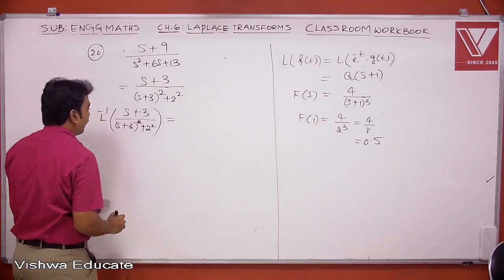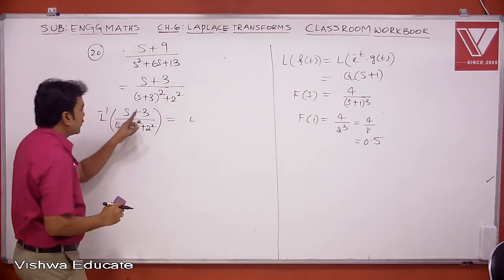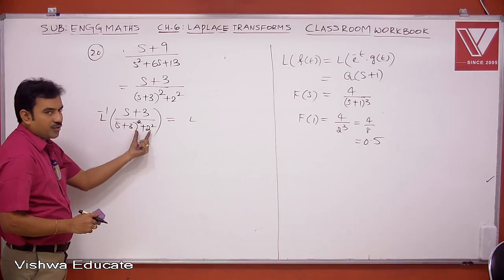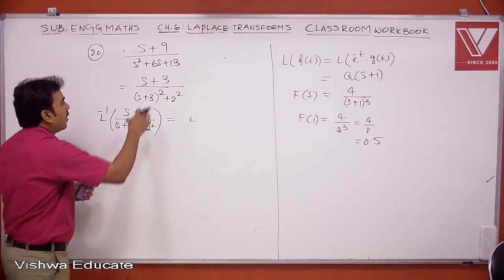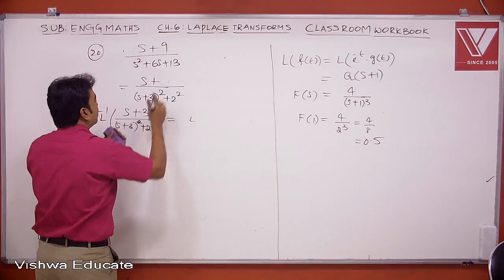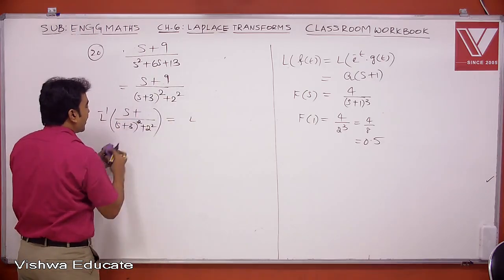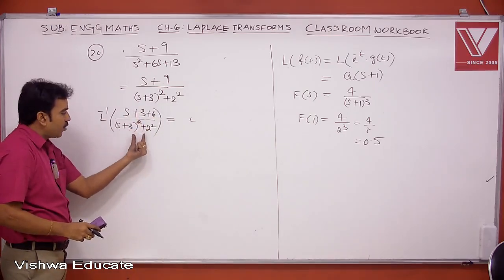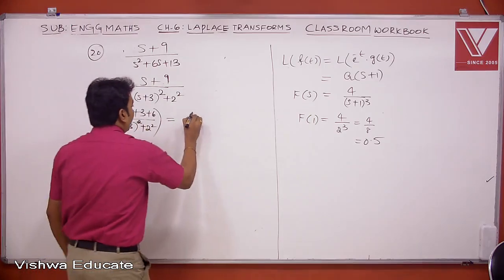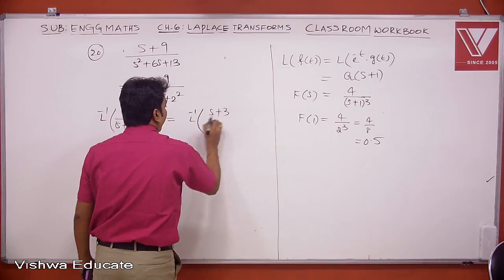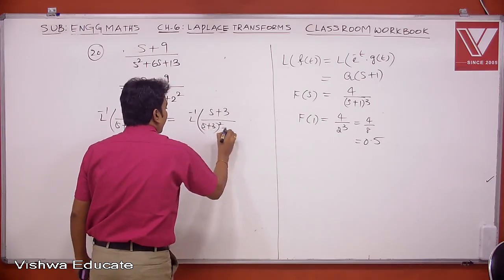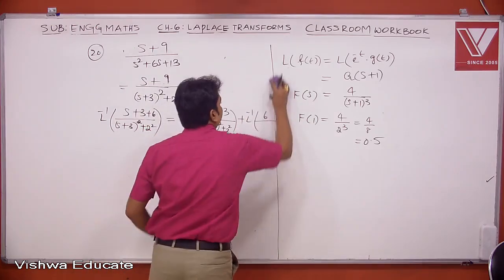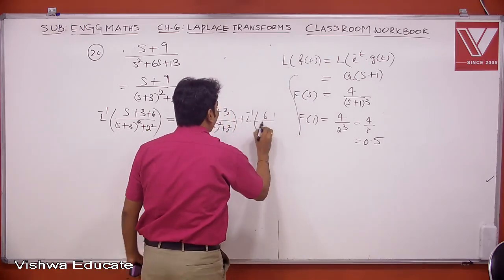So this is in the form L inverse of s by s square plus a square, but here s is replaced by s plus 3. Of course, the numerator 9 I can write as 3 plus 6. Now apply the linear property: group s plus 3, and distribute the denominator to s plus 3 and to 6. So this is L inverse of s plus 3 by s plus 3 whole square plus 2 square, plus L inverse of 6 by s plus 3 whole square plus 2 square.